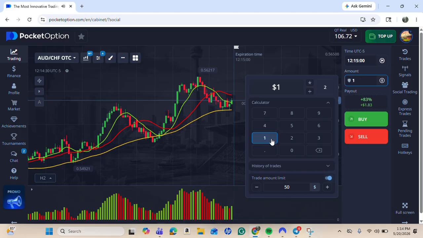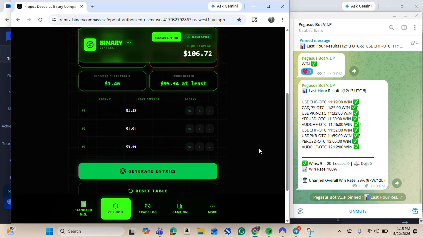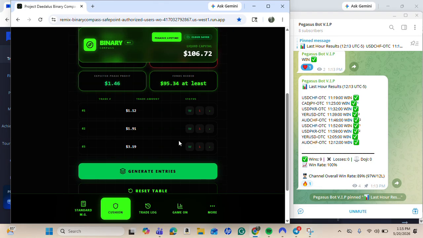So I'm just preparing for the next signal, right? And then we wait. We just wait. And that's it. So the bot gives you a pre-notion of all these. These are your next trade amounts, right? It gives you a preview so you can set up and be ready for the next trade, right?